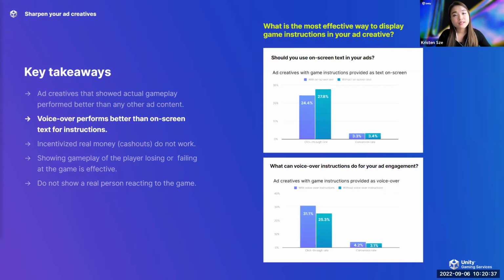On the other hand, while on-screen text is a common method of showing game instructions compared to voice-over walkthrough, we actually found that audio works better in terms of driving click-through rate, especially in the casual genre. This is probably because it allows more of the captivating features of a game to be shown on screen instead of showing text, while reducing the demand on users' cognitive load.